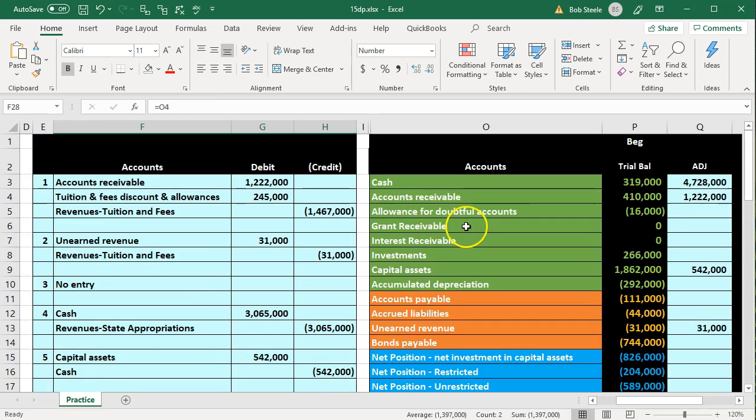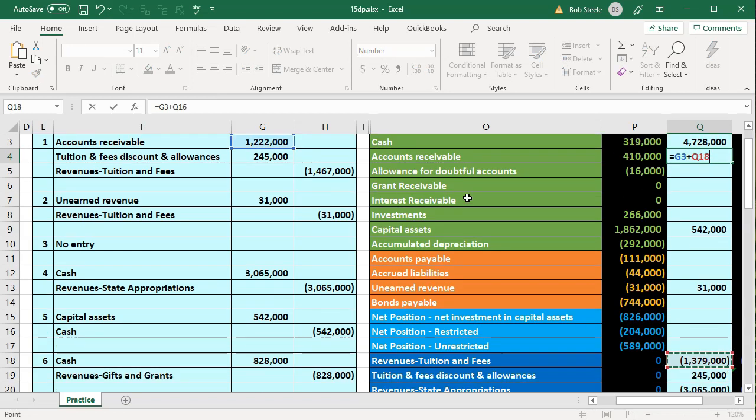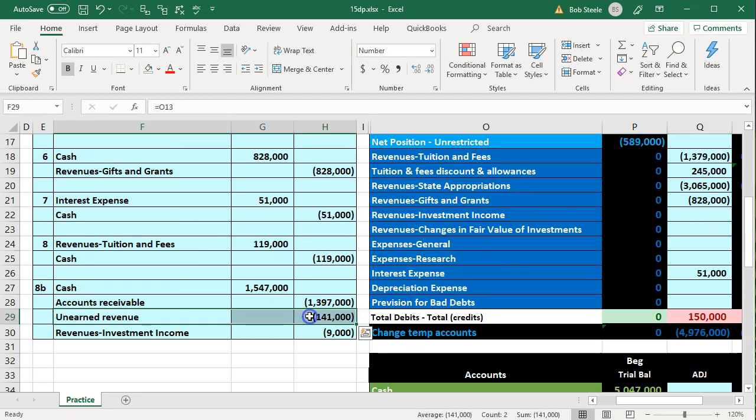Then we have the accounts receivable. So let's scroll back up top and pick up that. We are in accounts receivable, in cell Q4. Within Q4, something's in it, so we're going to say F2 plus F2. Scroll back down, pick up the $1,397,000 and enter. Next, we have the unearned revenues.